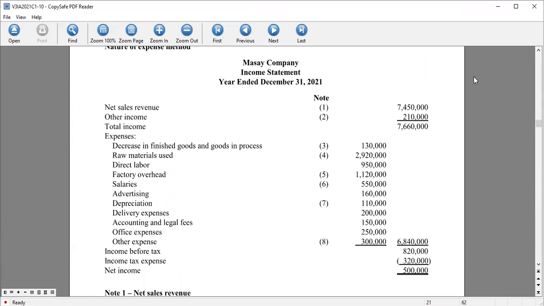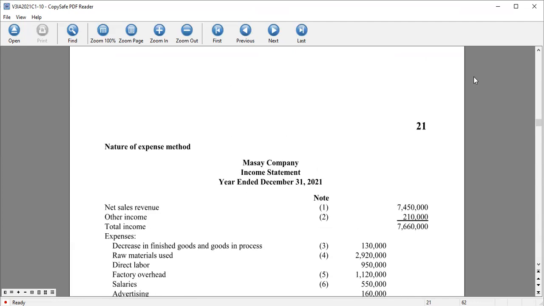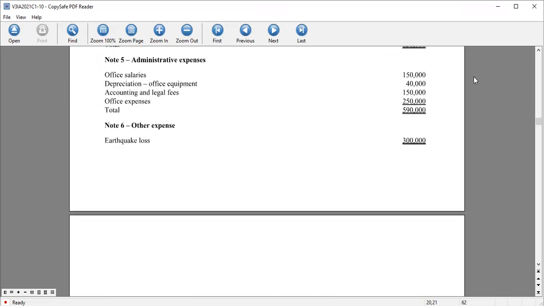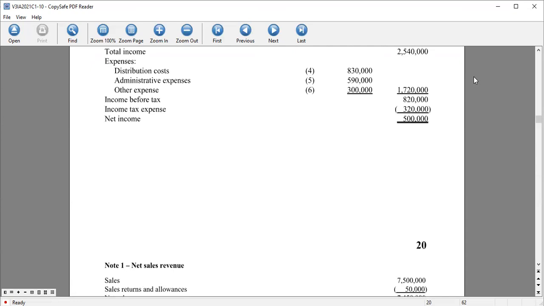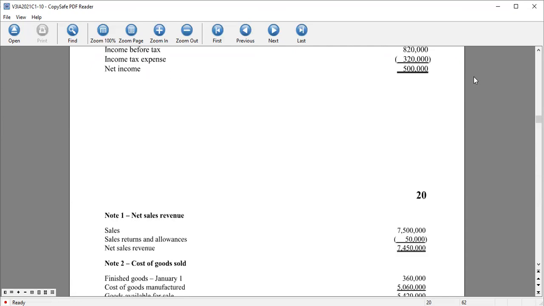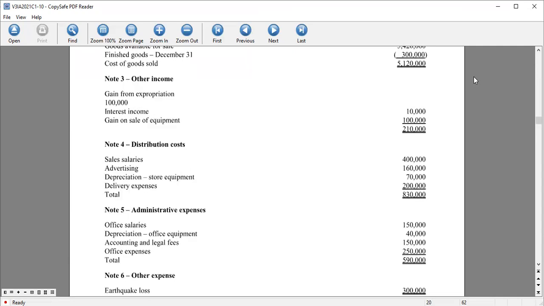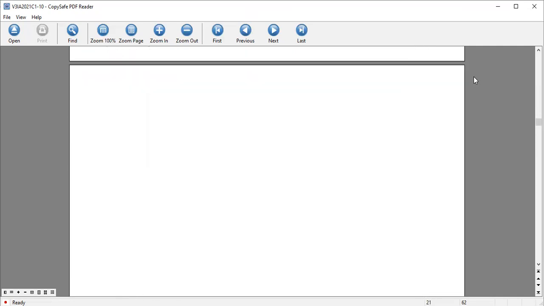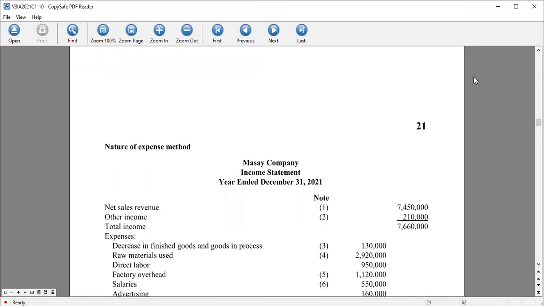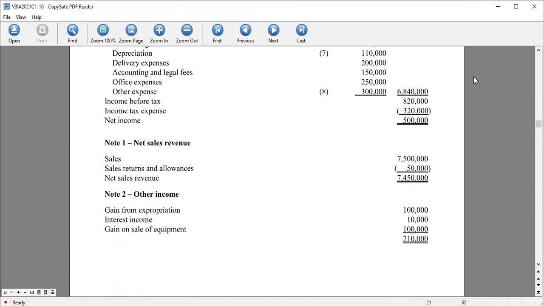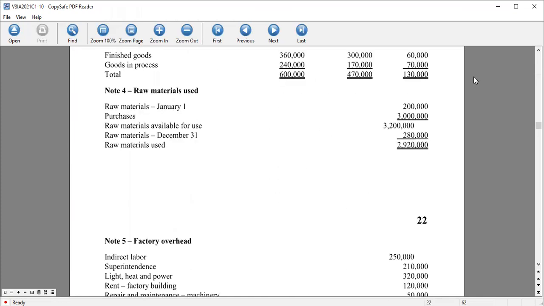So finally, we end up with the amount of net income, which is equal to the net income by using the cost of goods sold method there. We have 500,000. So let's look at now the corresponding notes in the requirement for the nature of expense method, okay? So note number 1, net sales revenue and all the other notes.